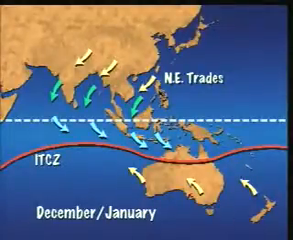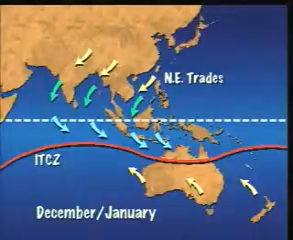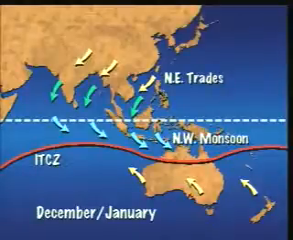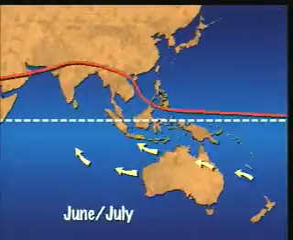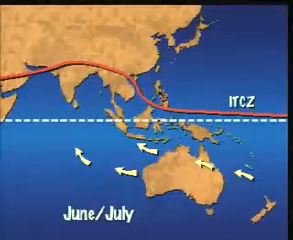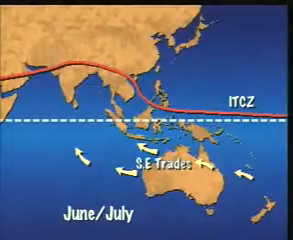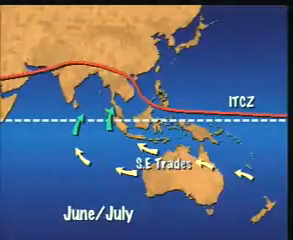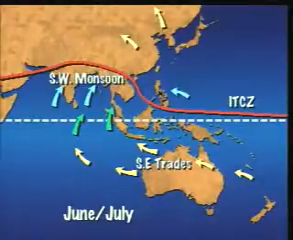Coriolis force deflects wind coming from the equator. These become the northwest monsoon over Australia. In June, July, it is the reverse. The equatorial trough has moved north. Again, the trade wind swings around as it crosses the equator, becoming the southwest monsoon into Asia.